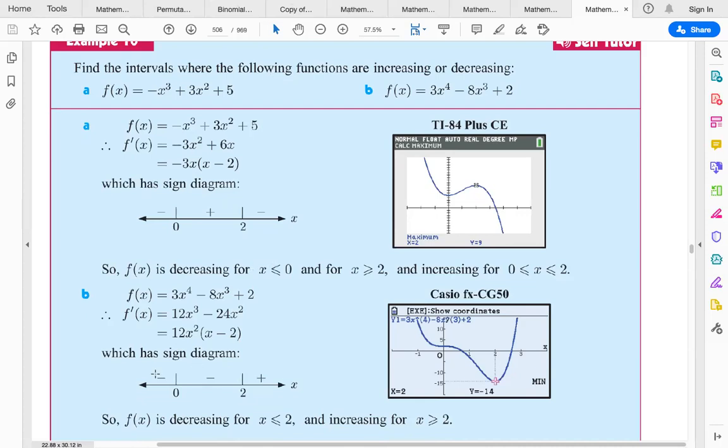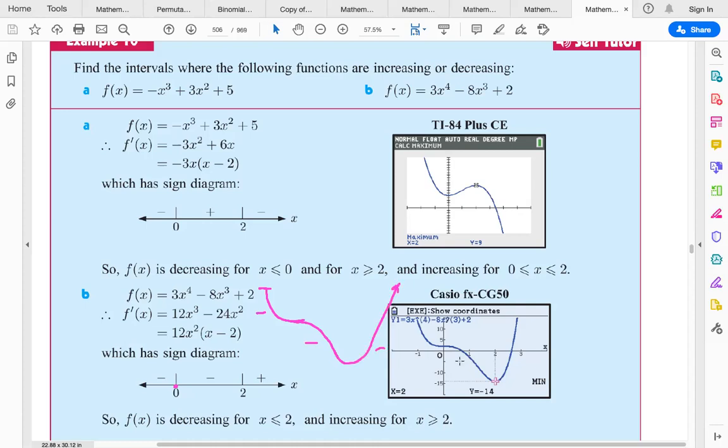So negative, negative, and positive. What it means is that if you see this point here, there is a turning point. There is a slope where it becomes flat. It is decreasing, and then further decreasing, and then the slope becomes positive.